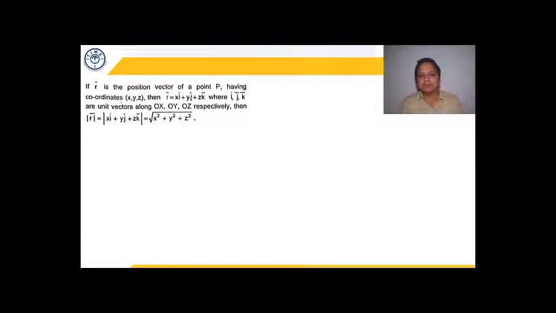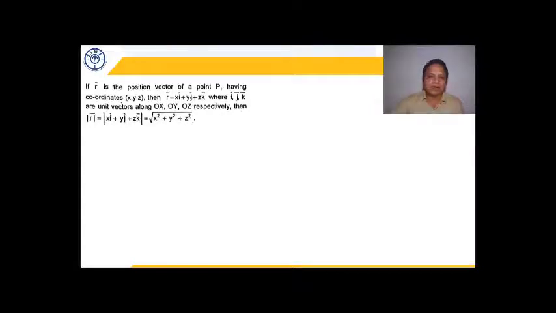Now if R is the position vector of a point P having coordinates x, y, z, then R can be expressed in the form of ijk as x into i plus y into j plus z into k, where ijk are unit vectors along x-axis, OX, OY and OZ respectively. So R is expressed by its coordinates along x direction. So we express R as xi plus yj plus zk, where ijk are unit vectors along OX, OY, OZ respectively.